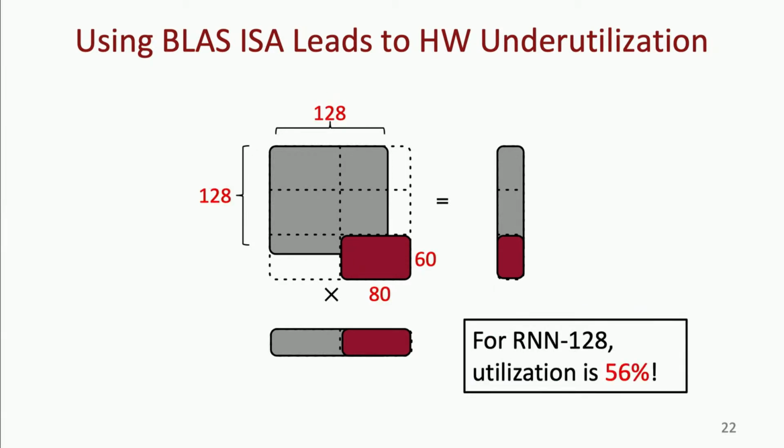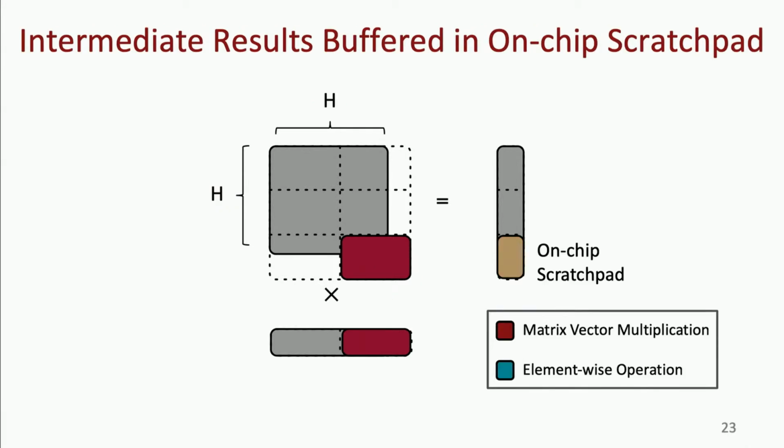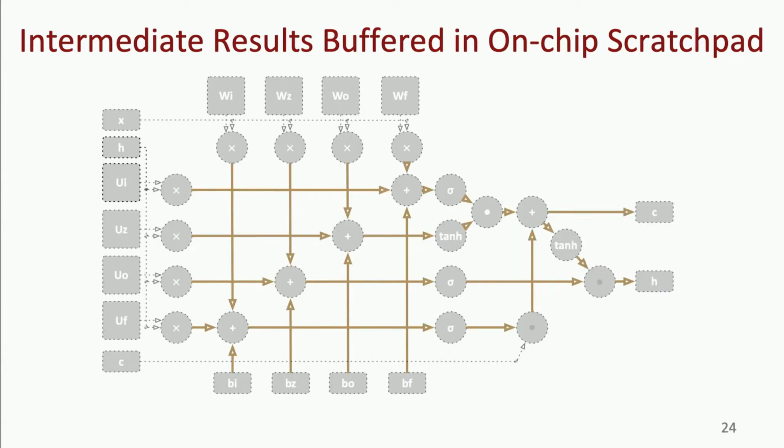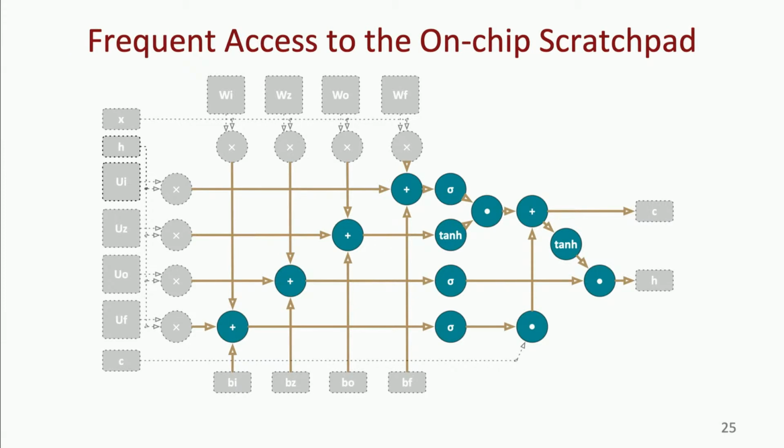To give a more concrete example, let's say that the BLAS2 accelerator can consume a submatrix of 60 by 80 per iteration, and it is trying to serve an RNN of size 128. For this example, the utilization is only 56%. Moreover, the intermediate result coming out of this accelerator is in the form of vectors, which needs to be buffered into on-chip scratchpad memory, and on-chip scratchpad memory is a very energy inefficient component. When we zoom out and look at the overall data flow, we'll see that there are 26 paths in this data flow that require frequent access to the on-chip scratchpad memory.